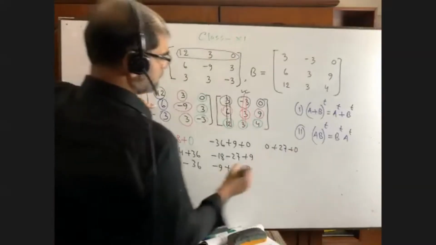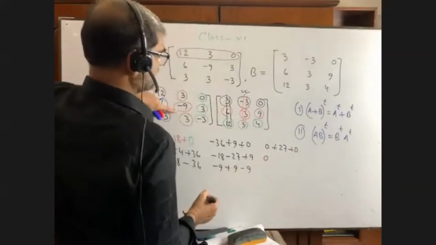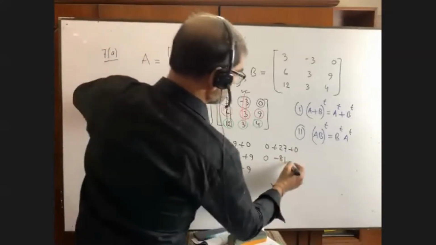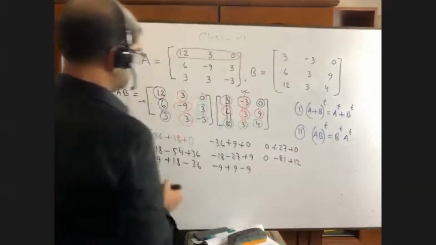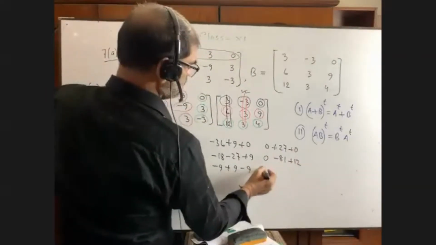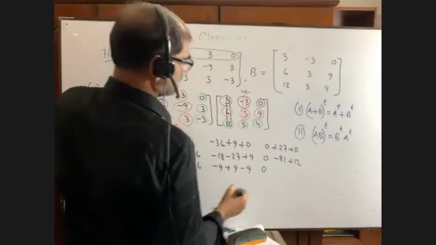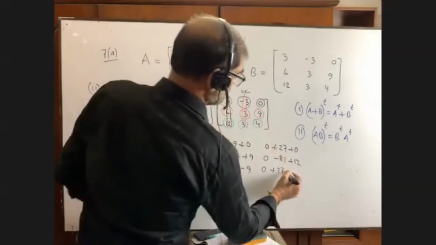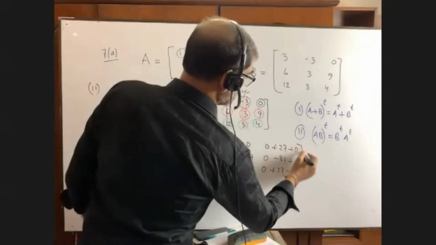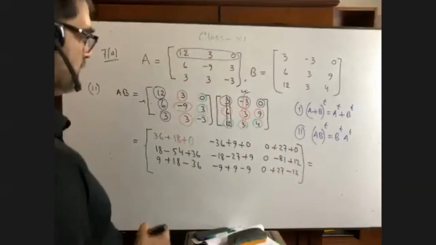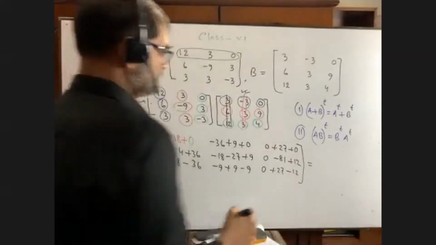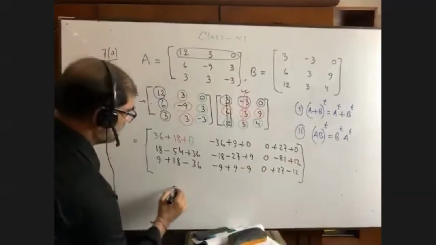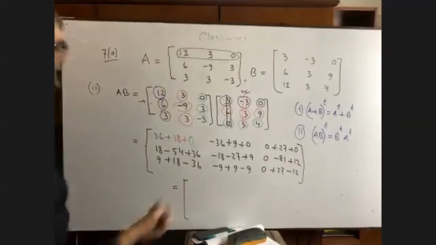Second row, 6 into 0, 0. Minus 9 into 9, minus 81. 3 into 4, that is plus 12. Here, 3 into 0, 0. 3 into 9, 27. Here, minus 3 into 4, minus 12. Which is equal to, please calculate it at a time. Which is equal to what I am writing here, I am going to write it here. Which is equal to, please calculate.